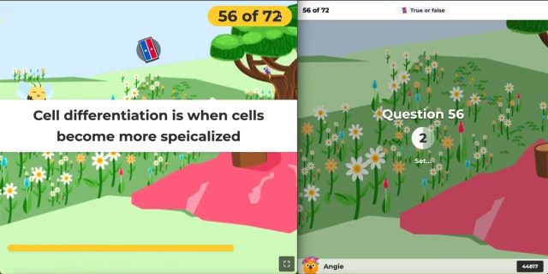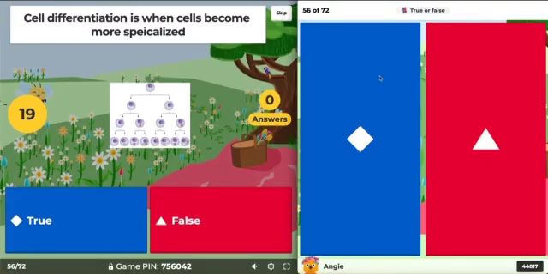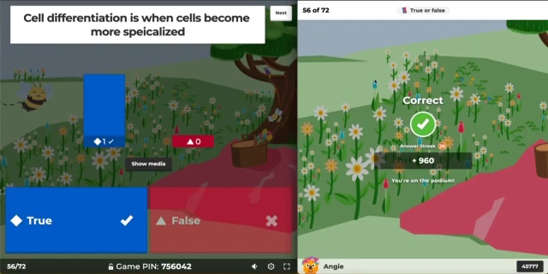Cell differentiation is when the cells become more specialized, and this is true. Cells become more specialized into groups. You have mesoderm, endoderm, and ectoderm, all different aspects in which a cell can differentiate.